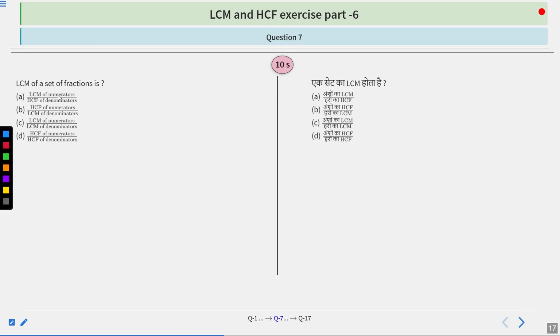LCM of a set of fractions is, options are: LCM of numerator upon HCF of denominator, HCF of numerator upon LCM of denominator, LCM of numerator upon LCM of denominator, or option number D is HCF of denominator upon HCF of numerator upon HCF of denominators. These are the four options.